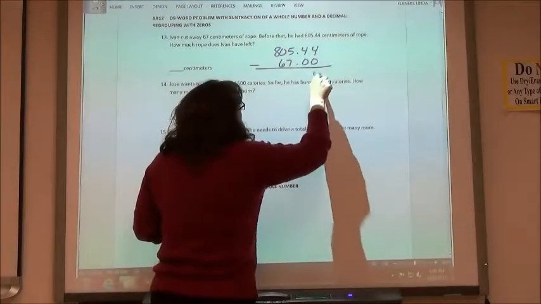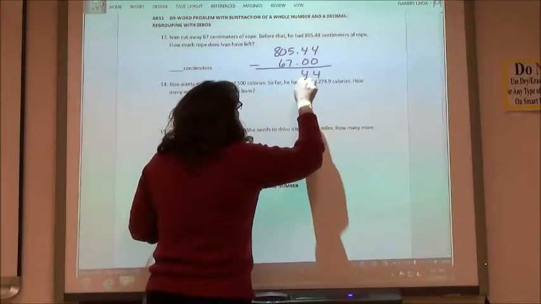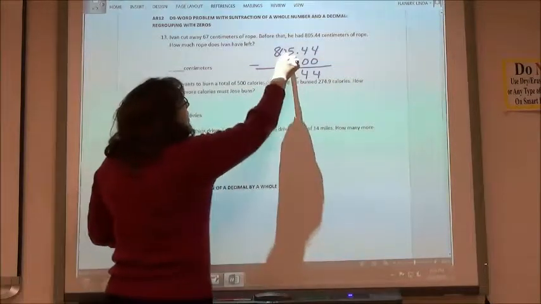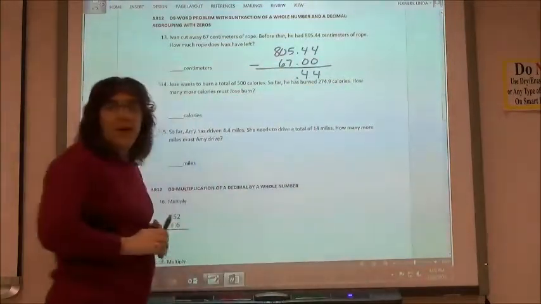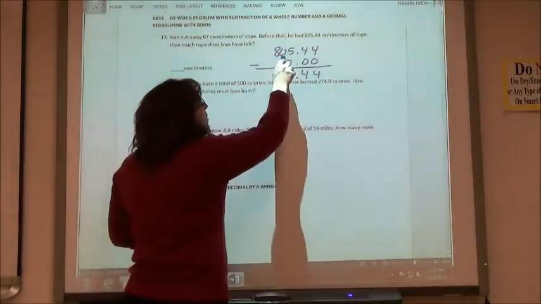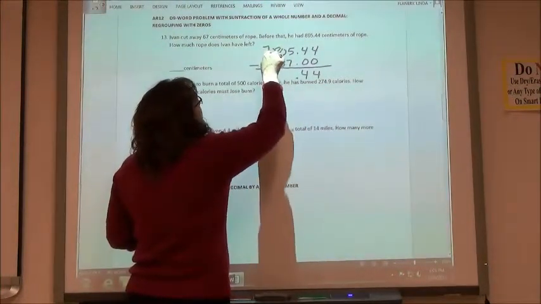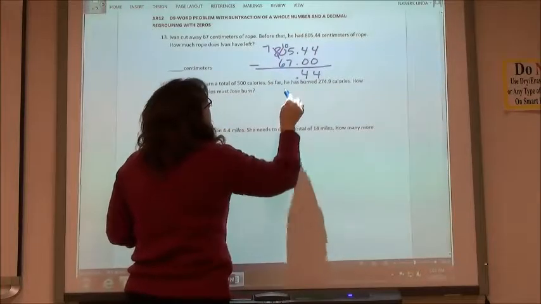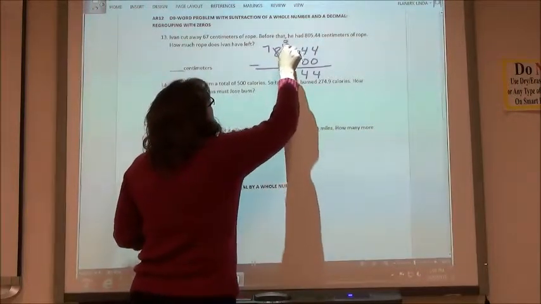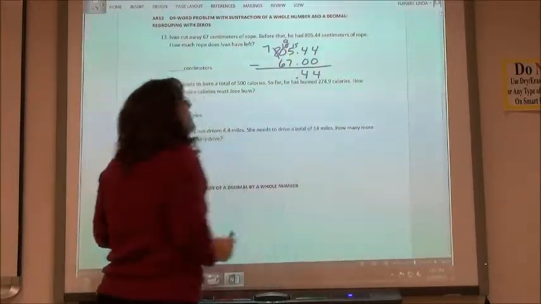4 minus 0 is 4. 4 minus 0 is 4. Bring down my decimal. Here I can't take 7 away from 5, so I end up borrowing, but I can't borrow from 0, so I have to go way over here and say, okay, this is 7. That makes that a 10. But I got to borrow, so that's going to be 9 and make that 15, right?